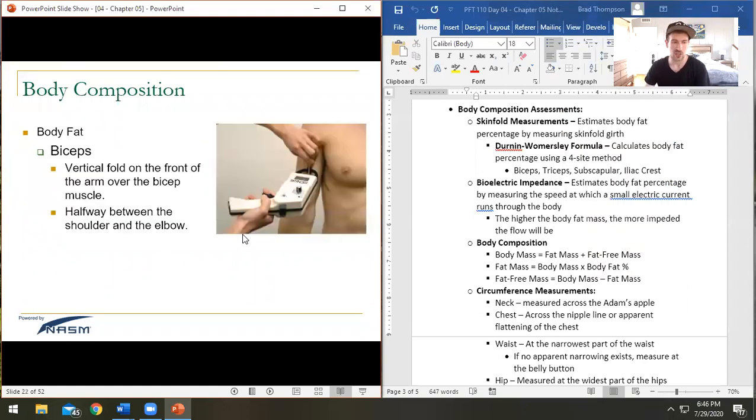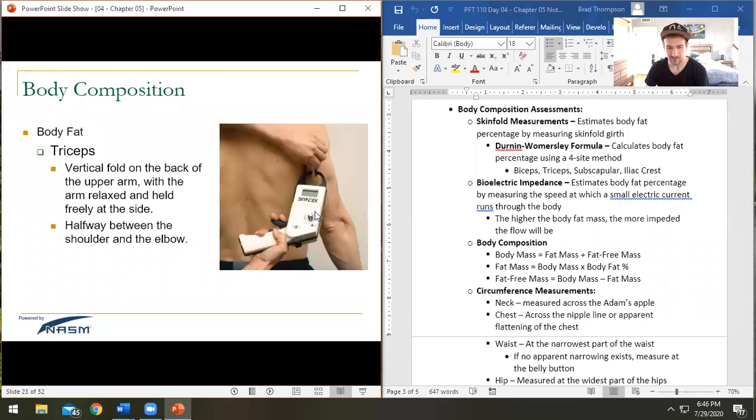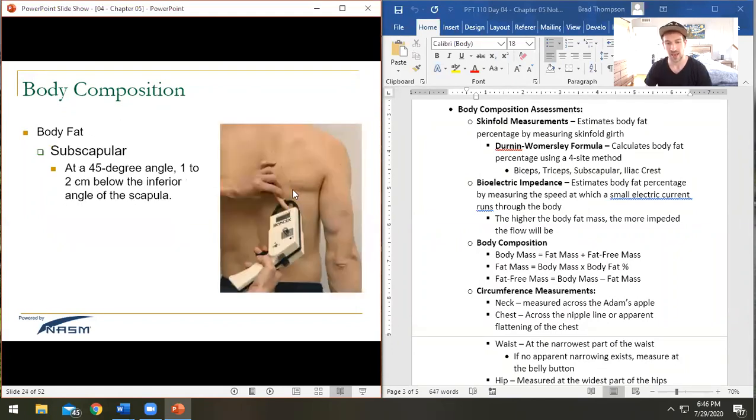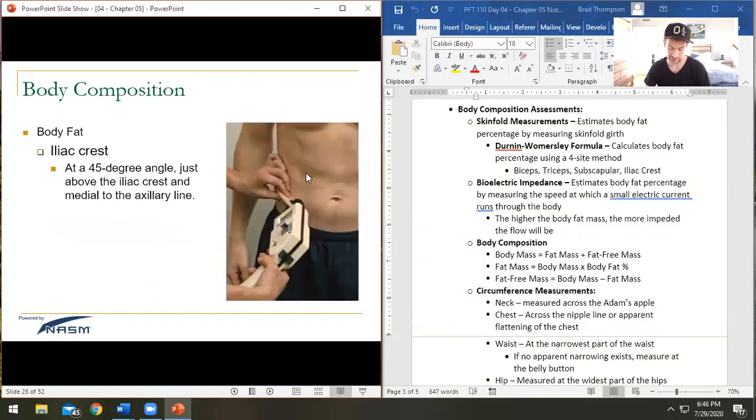So those are two of the most common, right? Oh, there's photos. So there's the bicep. By the way, these are great. These are like $100, but these tend to be really accurate. Tricep, subscapular, right? There's the inferior angle there. And iliac spine.